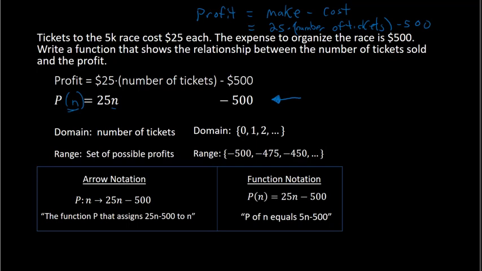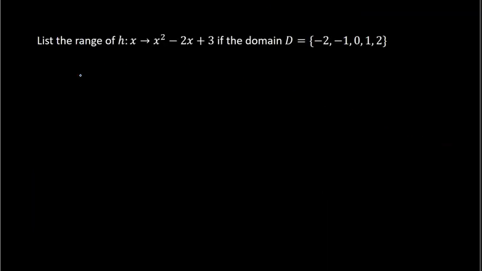Now let's spend a few more moments getting more familiar with both arrow notation and function notation. Here we are to list the range of h colon x mapped to x squared minus 2x plus 3 if the domain D equals negative 2, negative 1, 0, 1, and 2. This is arrow notation, and it might be easier to write this in function notation. This can be written as h of x equals x squared minus 2x plus 3.